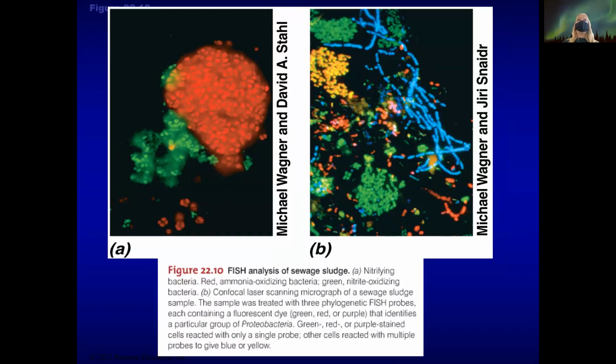Again, just look at all the different colors. And again, under the microscope without the staining, so many of the cells look identical to each other in size and shape. And this is sewage sludge that they were looking at, targeting nitrifying bacteria. And then B is showing a confocal laser scanning micrograph.